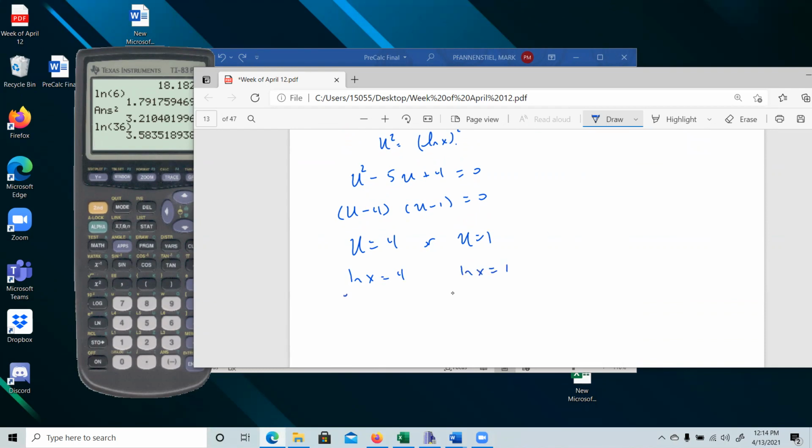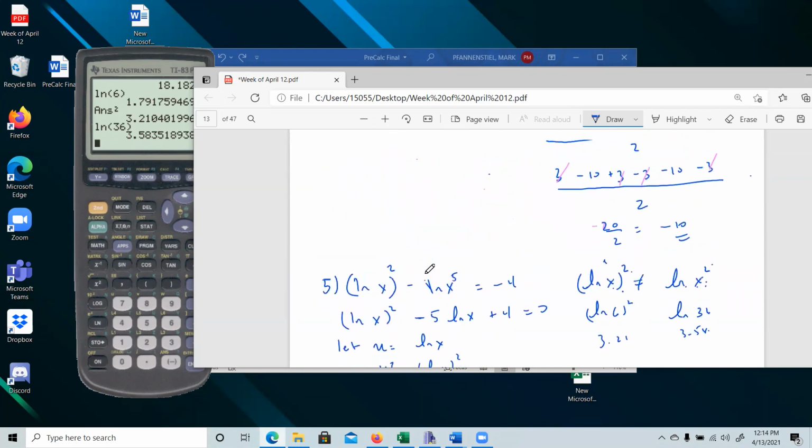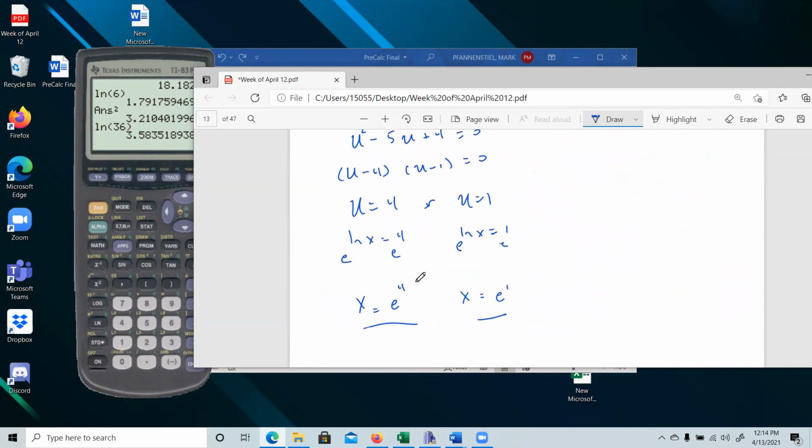All right, so what we're going to do is unlog this. We have e to the natural log of x equals e to the 4th. E to the natural log of x is e to the 1. Are we done? No, we are not. We have to go back and look at what's the original format, and does this work in the original format?